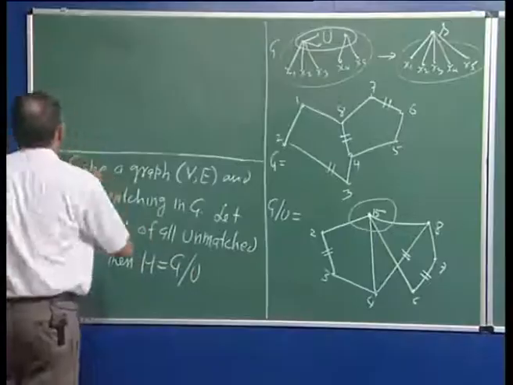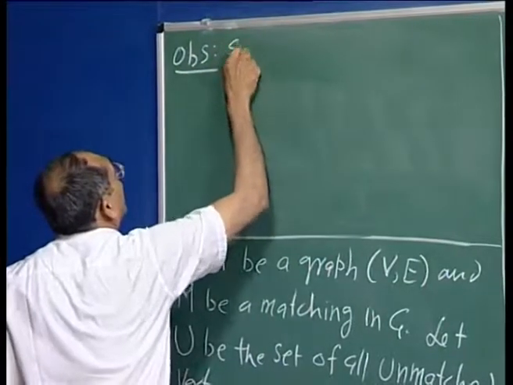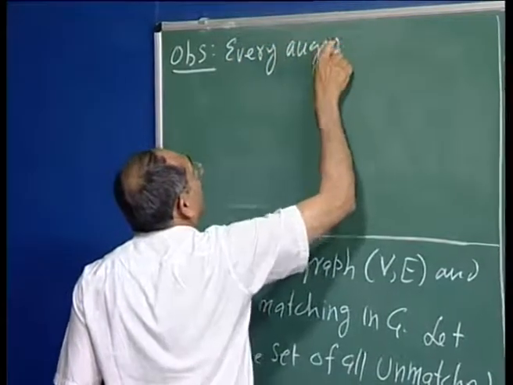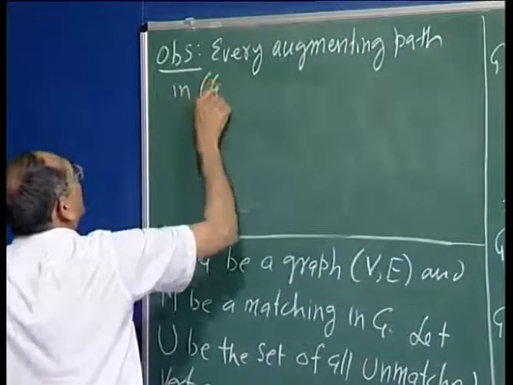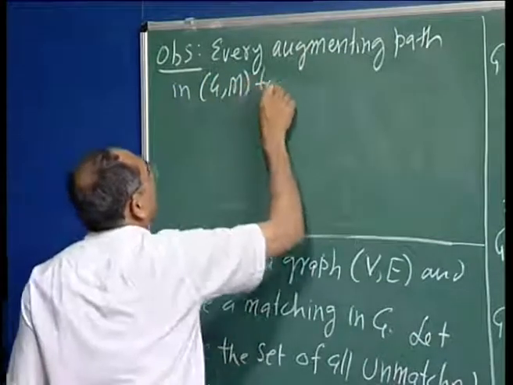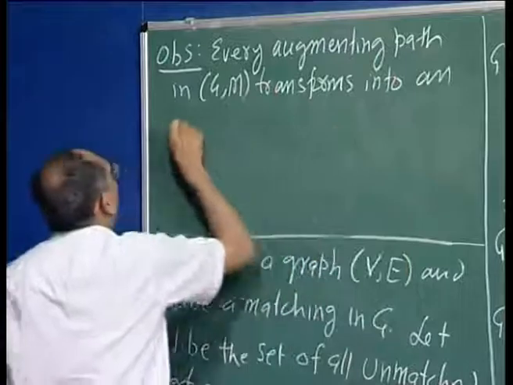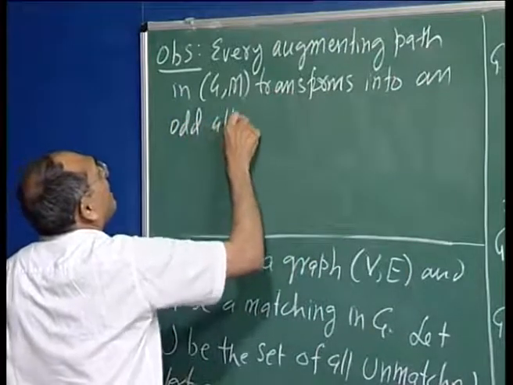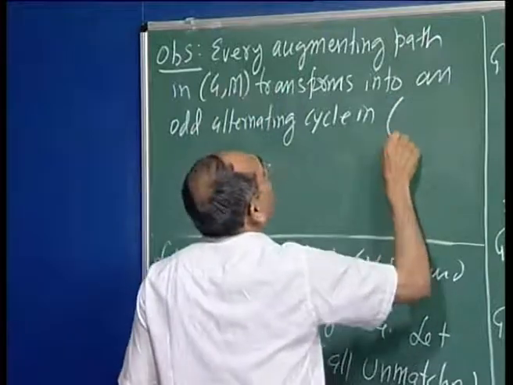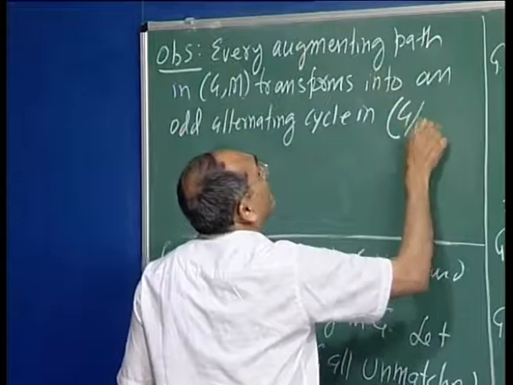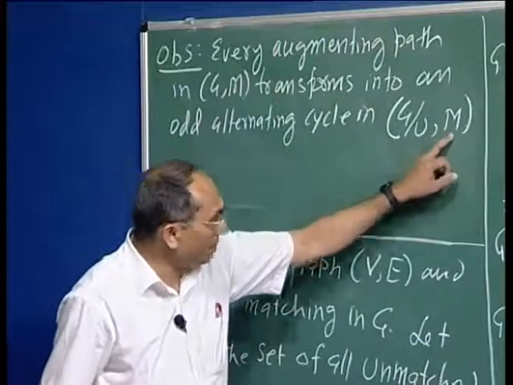So we make an observation that every augmenting path in G transforms into an odd alternating cycle in G mod U and M. I'm using the same symbol M because after all it is the same set of edges.